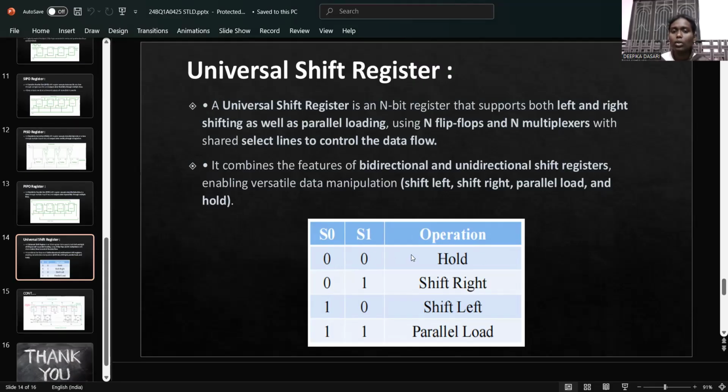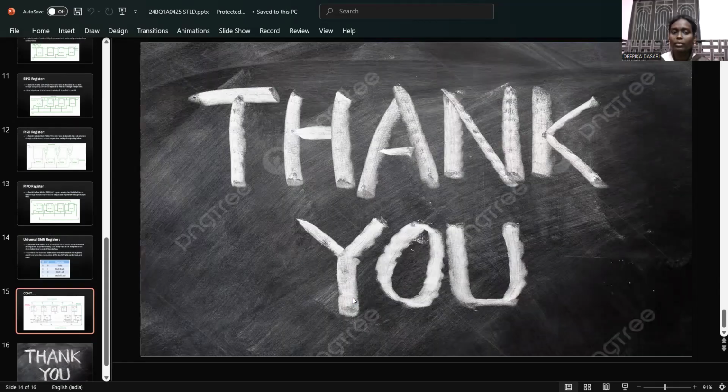When it is 0, 0, hold operation will take place. When it is 0, 1, shift right operation is going to happen. When it is 1, 0, shift left is going to happen. And 1, 1, parallel load is going to happen.